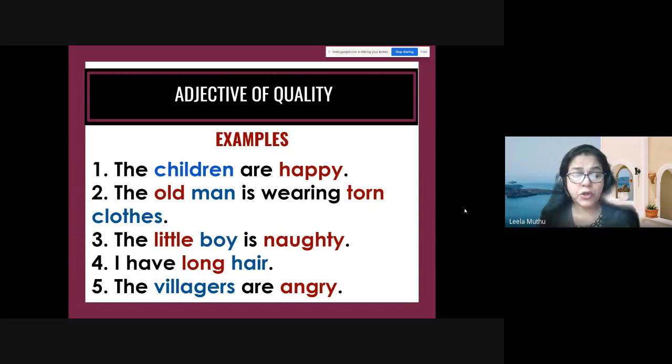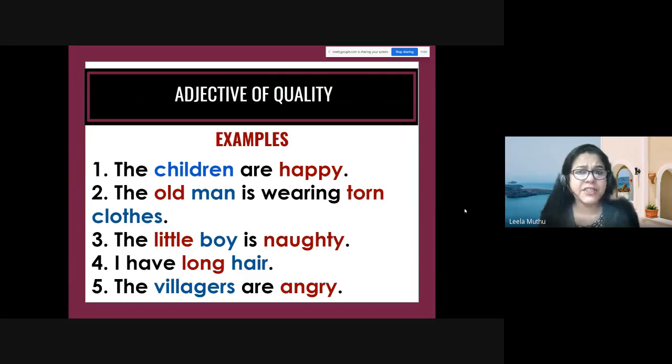The little boy is naughty. There are two adjectives. The little boy, how is he? He is little and he is naughty. I have long hair. How's your hair? Or how is her hair? Long. It describes how the hair is. The villagers are angry. Okay. How are the villagers?